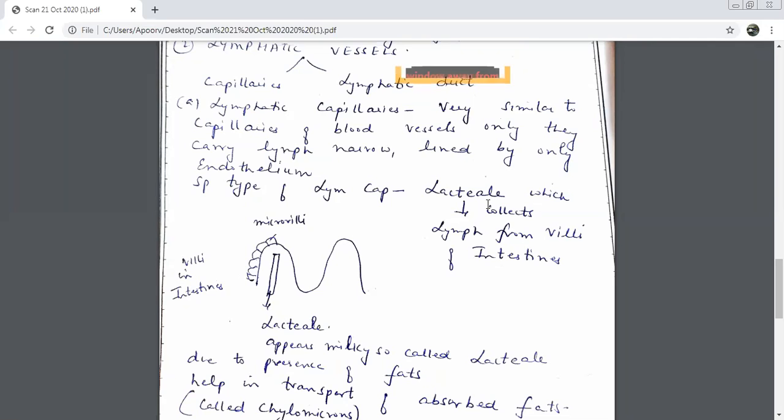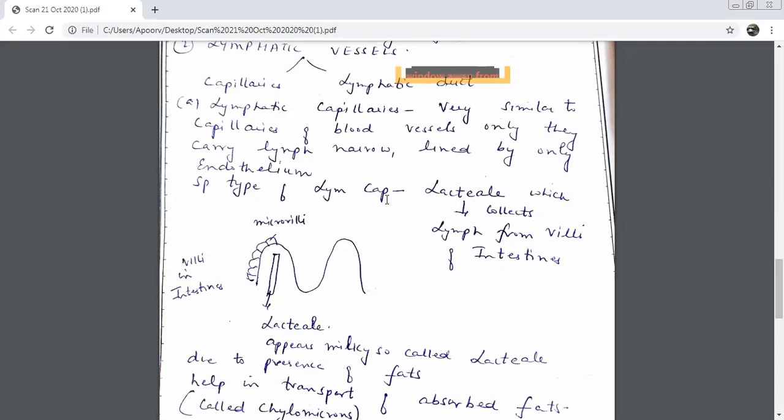Lacteal. If you will open your book, you will find this word at one place, lacteal. So lacteal is what? Is it a capillary or is it a duct? Capillary. Yes. Now let me tell you why this is a special type of lymph capillary. First understand its location. This lacteal collects the lymph from the villi of the intestines.